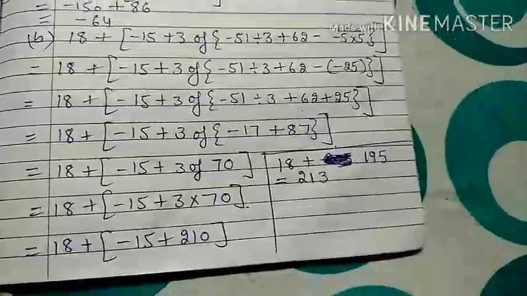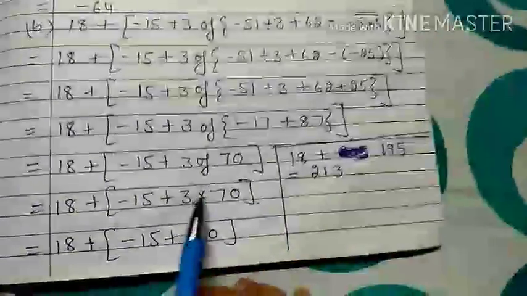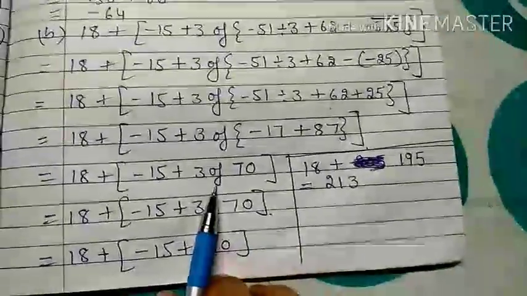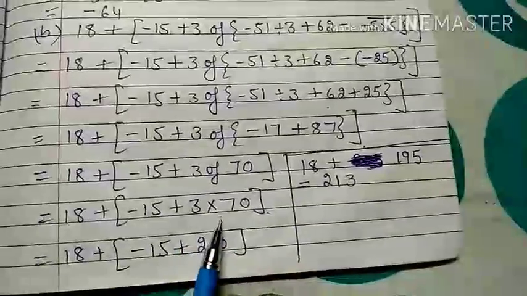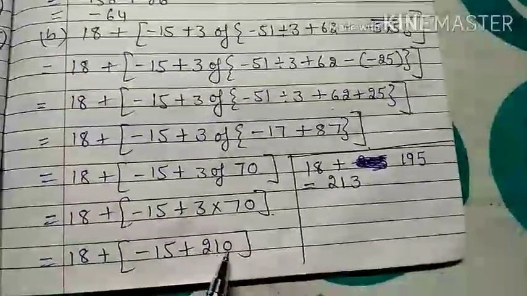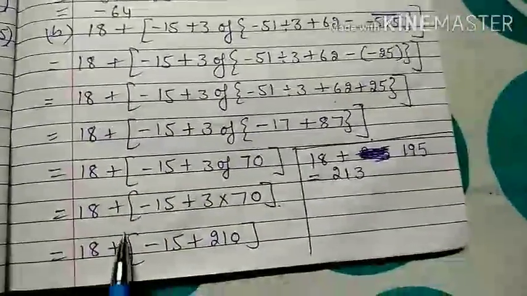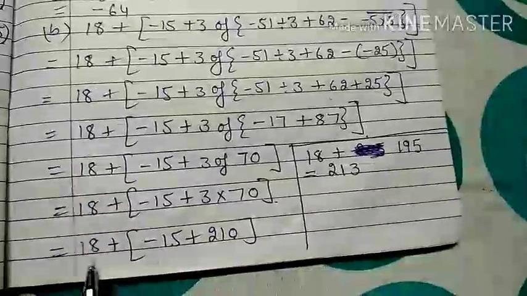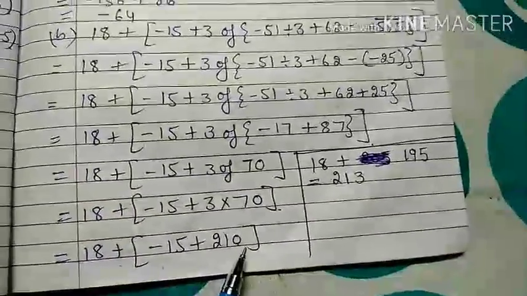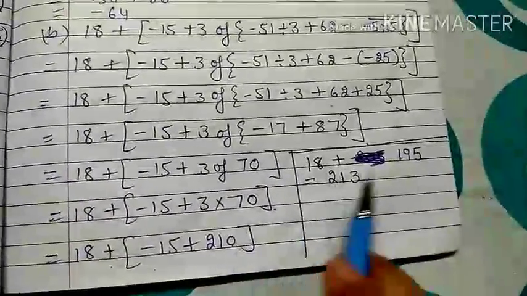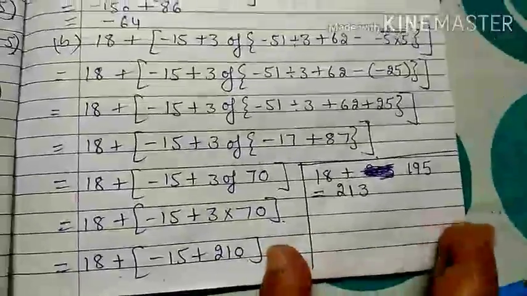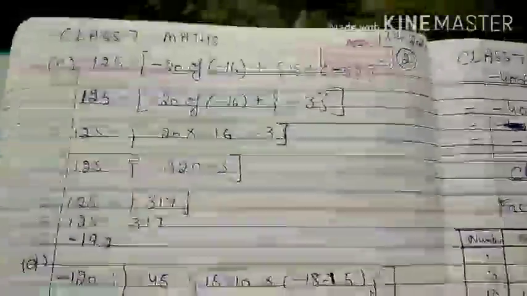Now the curly bracket is solved, after that, there is an 'of' here. After the bracket, 'of' will be solved first. 'Of' changes to multiply. 3 into 70 gives me 210. Now I have to solve the last, the square bracket. 18 plus minus 15 plus 210 gives me 18 plus 195, and ultimately my answer is 230. Next is your C part.